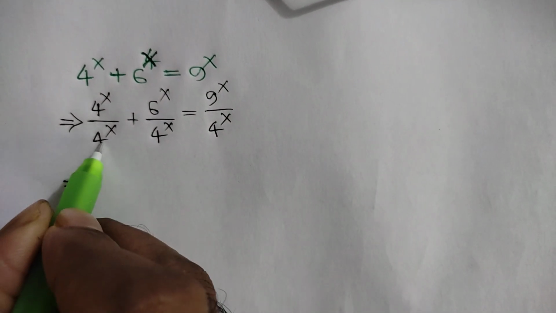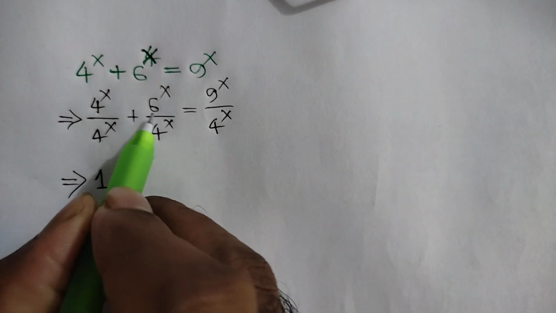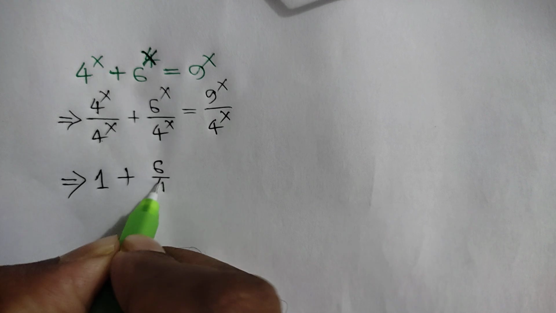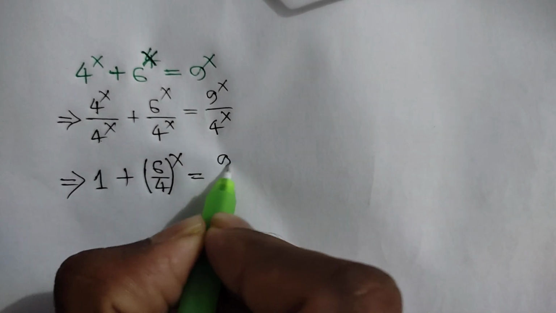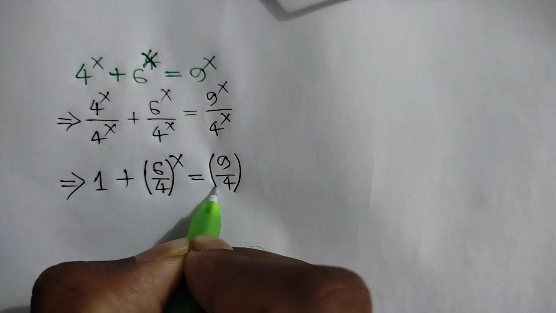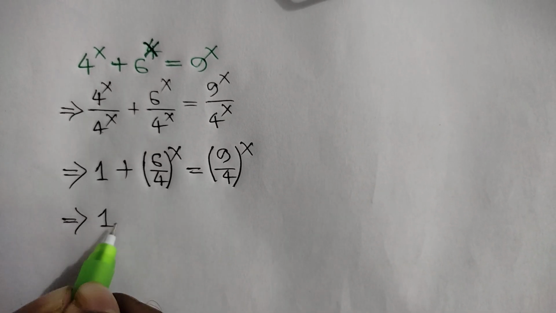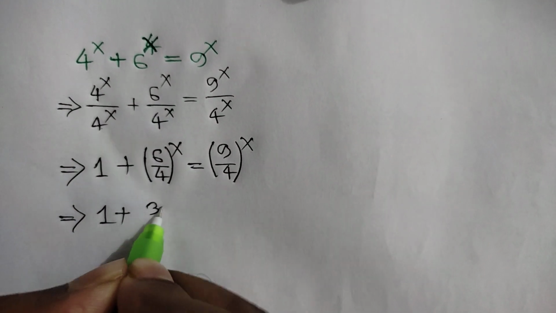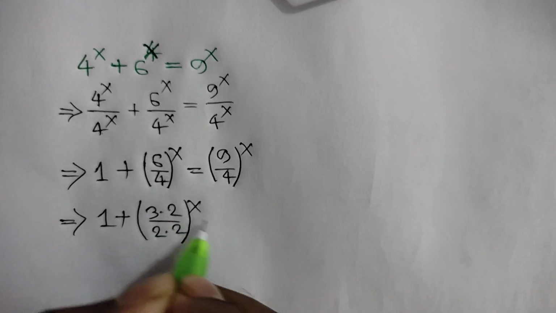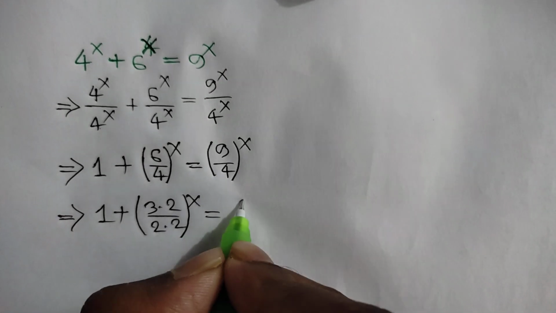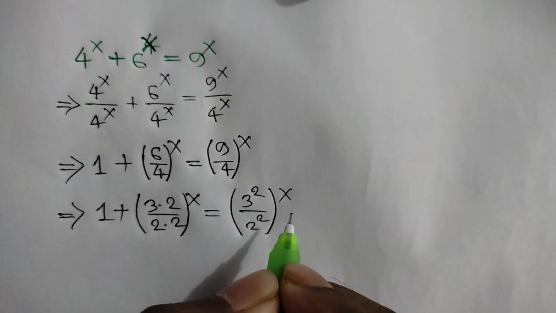Now this 4 to the power x cancels out this 4 to the power x, so it will remain 1 plus, here we can write, 6 over 4 whole power x is equal to 9 over 4 whole power x. Now 6 means 3 times 2, and 4 means 2 times 2, whole power x, is equal to 9, that means 3 square, and 4, that means 2 square, whole power x.